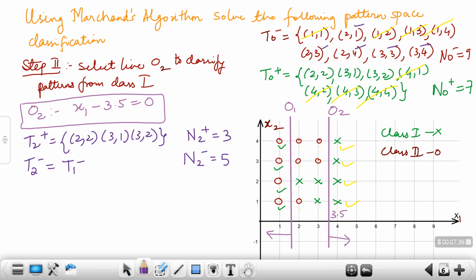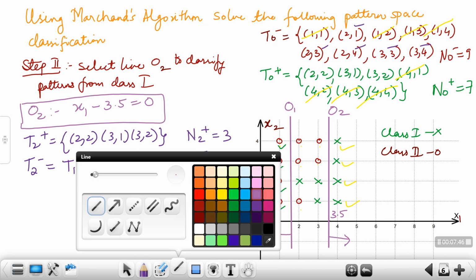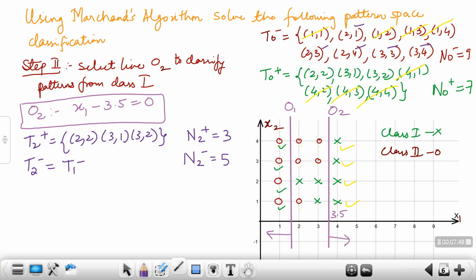So we move on to step 3. Where shall I select a line? I can very conveniently select a line here such that the patterns from class 2 get classified in this particular direction.